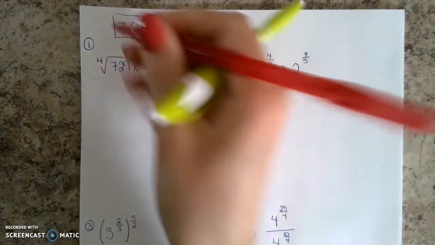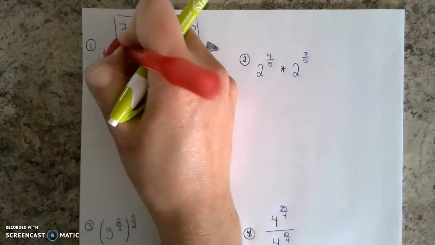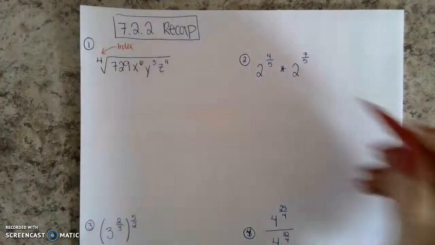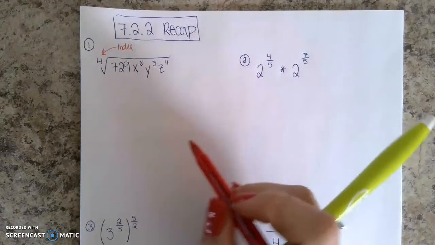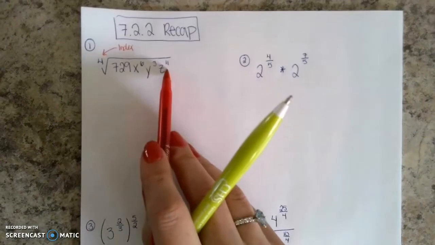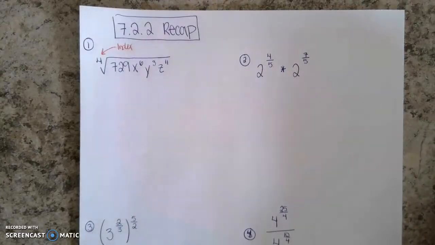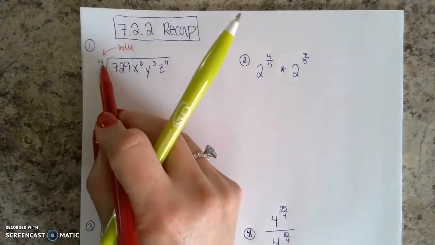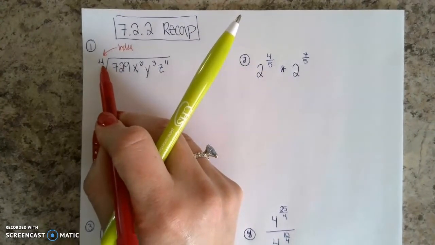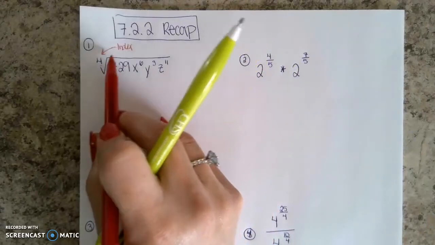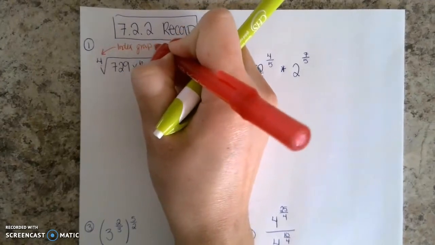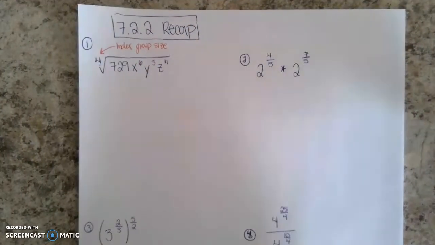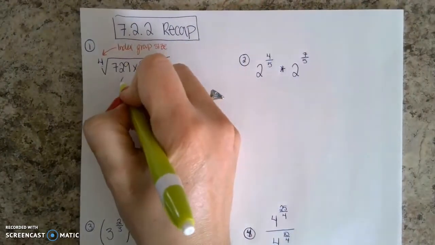Now remember guys, we do this by looking at our index and looking for a specific group size here. So I want to go ahead and break down my numbers and my variables so I can look for my groups of 4 to be able to simplify this. Remember, your index tells you your group size that you want. Okay, so for this first one, 729, I'm going to go ahead and break this down.